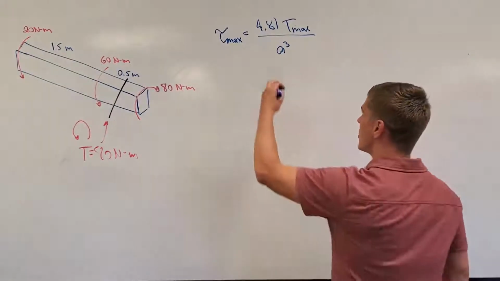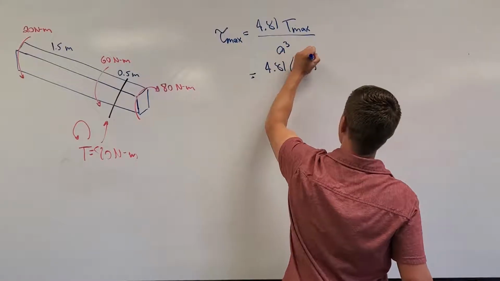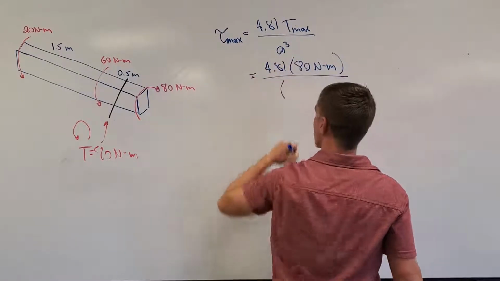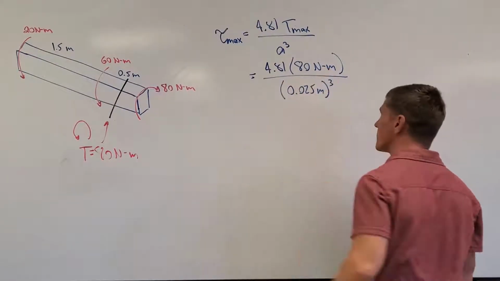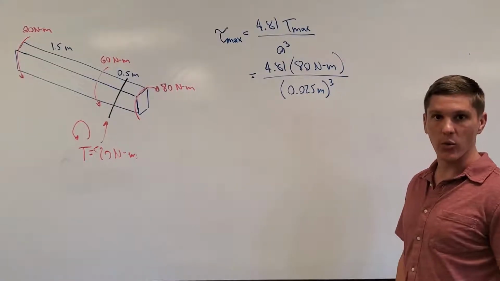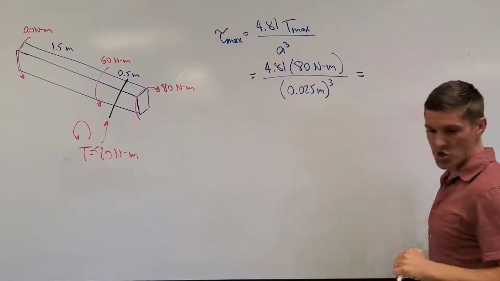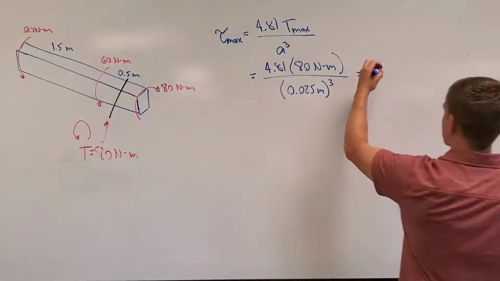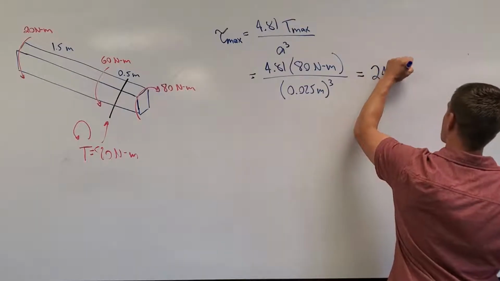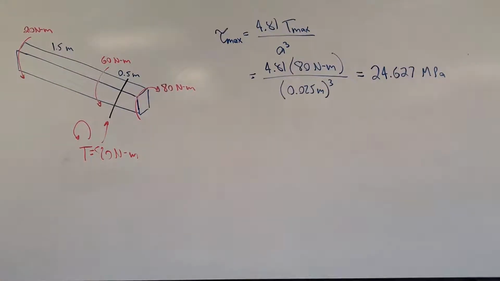So this is pretty easy to do. This is going to be 4.81. Our maximum torque was going to be 80 Newton meters, divided by A, which was given as 25 millimeters, or 0.025 meters, cubed. Pretty straightforward. I know everything there is to know in that equation. I just plug it into my calculator, and I get that my maximum shear stress is going to be 24.627 megapascals.